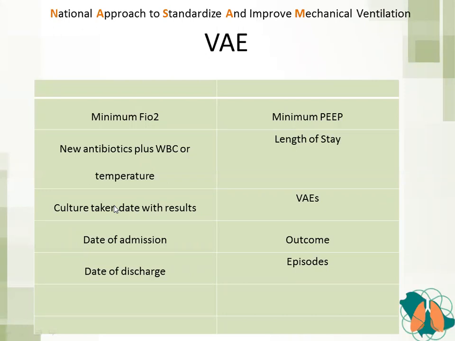For minimum FiO2 and minimum PEEP, the meaning is during 24 hours from 12 midnight to 12 midnight, what was the minimum FiO2 and minimum PEEP for the patient? The condition is that the minimum PEEP or minimum FiO2 should last at least 1 hour. For example, if a patient was put on FiO2 of 30 and didn't tolerate it within 30 minutes and returned back to 40 or 50, then 30 should not be documented as the minimum FiO2. The minimum FiO2 should last at least 1 hour. That will be the same with the minimum PEEP.